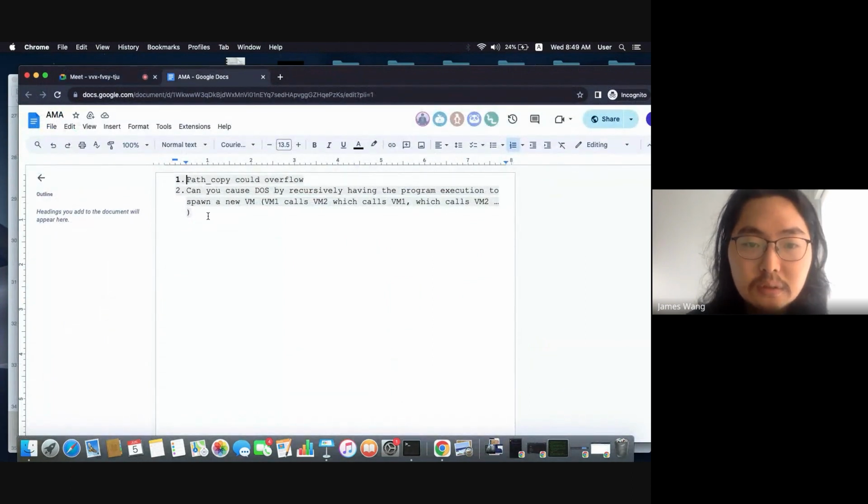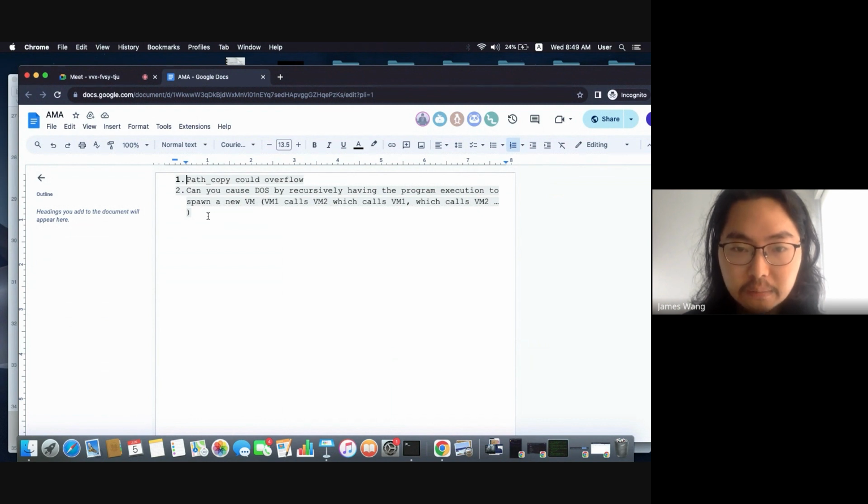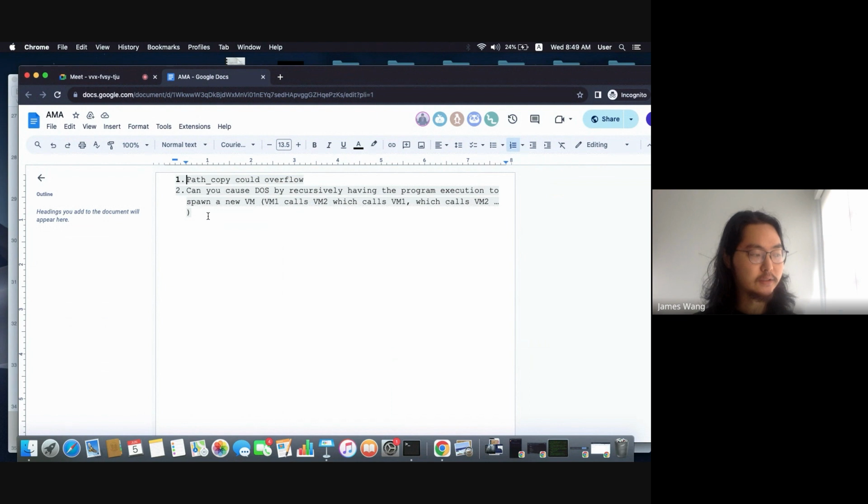Can you DOS by recursively having the program execute to spawn a new VM? Yes and no. The design we covered today doesn't include the DOS protection part, which is built into the VM itself.